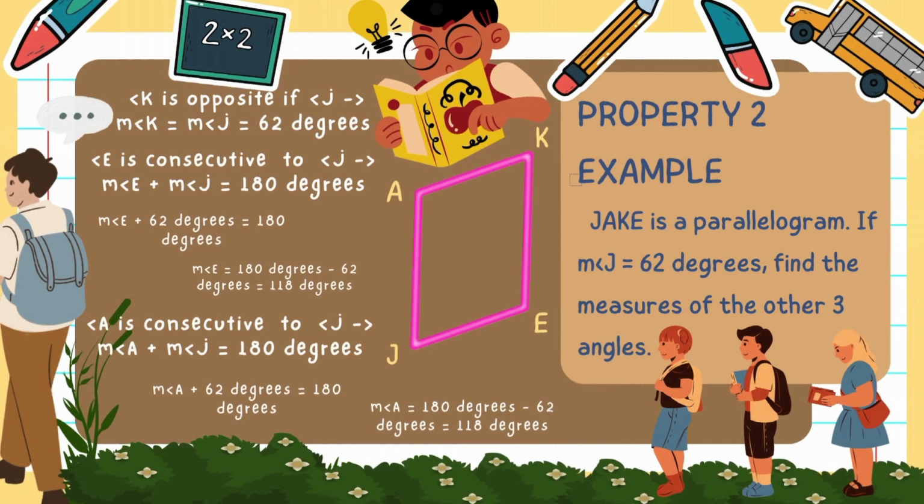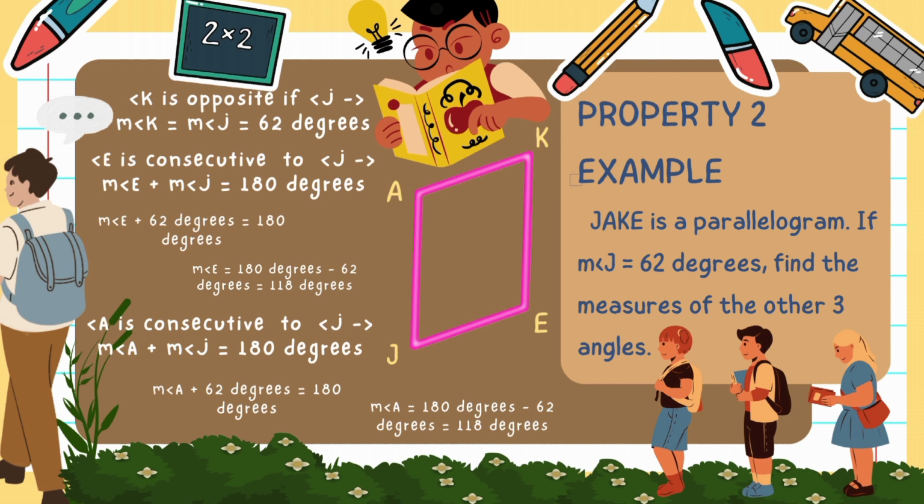Property 2, example 1. JEKE is a parallelogram. If the measure of angle J is equal to 62 degrees, find the measures of the other 3 angles. Step 1. Draw and mark the given. Step 2. Identify the relationship of each angle to angle J. Angle K is opposite of angle J, so the measure of angle K equals the measure of angle J, which is 62 degrees.